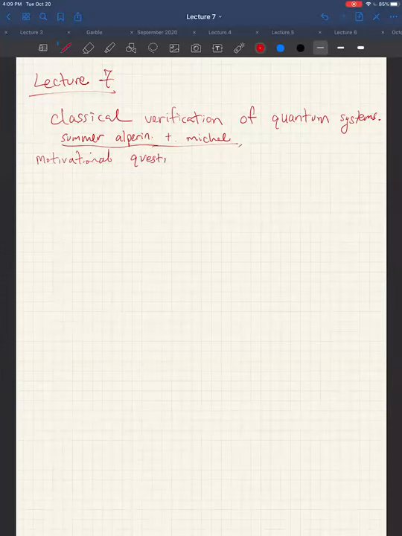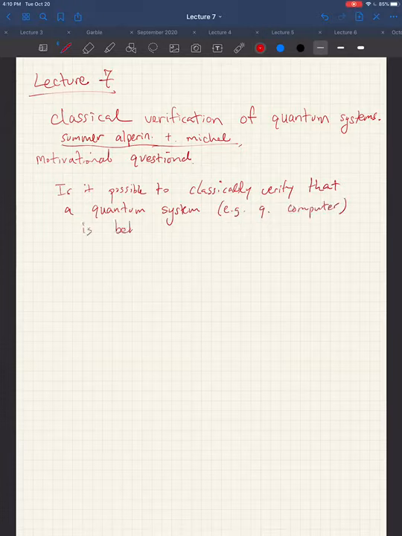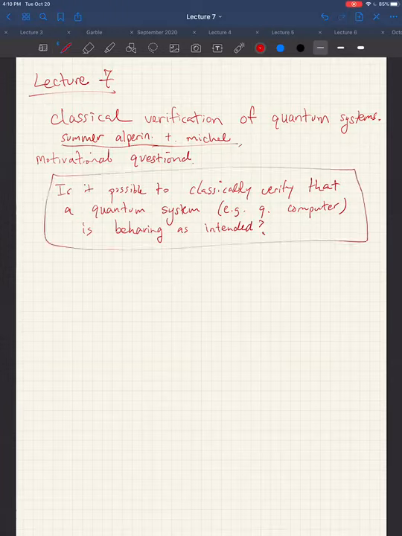Okay, so back to the explanation of this section. So the motivational question is: is it possible to classically verify that a quantum system, such as a quantum computer, is behaving as intended? Okay.